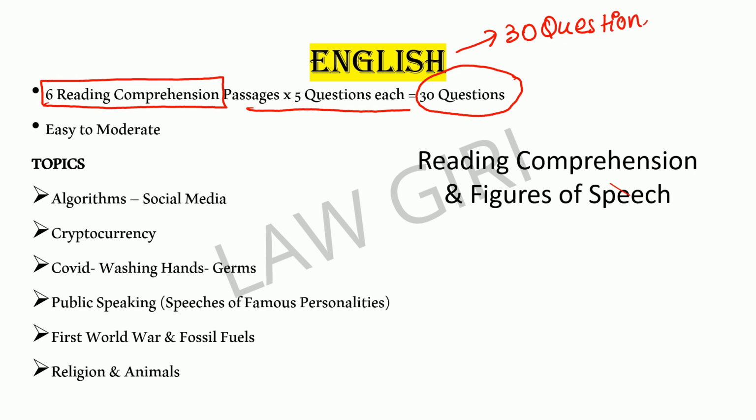Now the passages were easy to moderate. Yes, they were doable. You could solve them. They were not very easy, nor were they very difficult. They were easy to moderate. One could read them, one could understand them, but there was a particular kind of preparation required if you wanted to answer these type of questions. That we are going to discuss in the coming slides. So yes, the passages were easy to moderate. One could easily solve the questions and could easily score around 25 to 26 if well prepared, right?